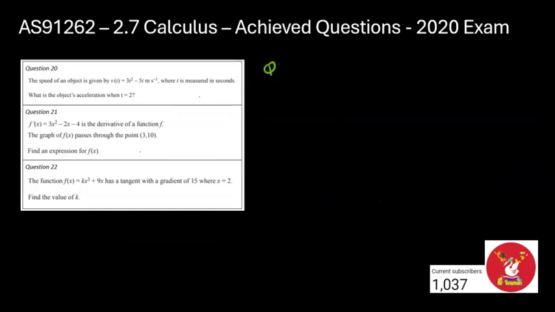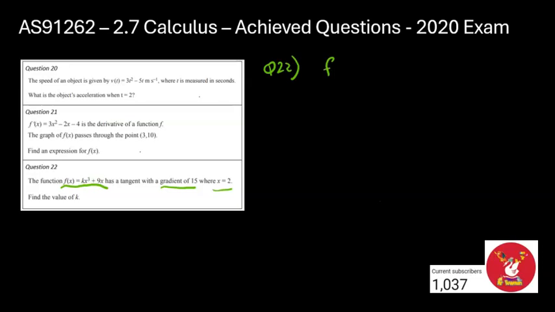We are now up to question 22, which is the last achieved question from this set of exams. So we've got the original function, f(x), and then that's interesting, there's a k there. It has a tangent with a gradient of 15 at x equals 2. Find the value of k. So these questions, normally when it has a k, they typically are higher in terms of achievement level, so they're normally merit or excellence questions, but this must be a fairly straightforward achieved one. So let's have a look.